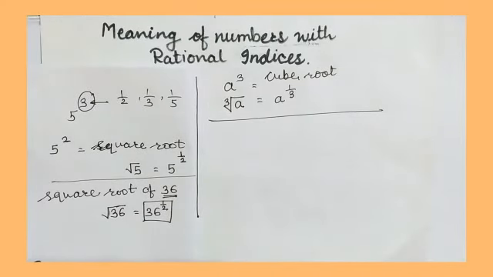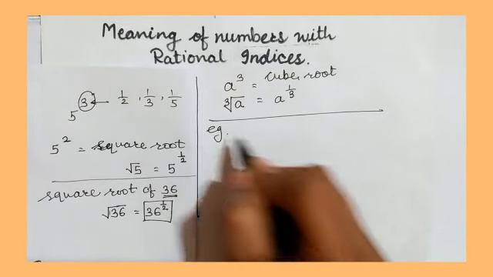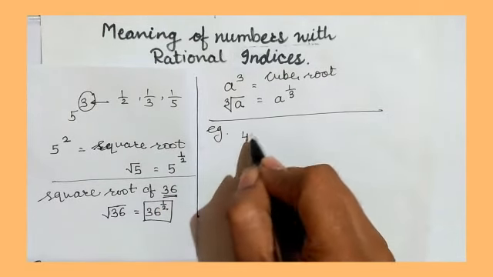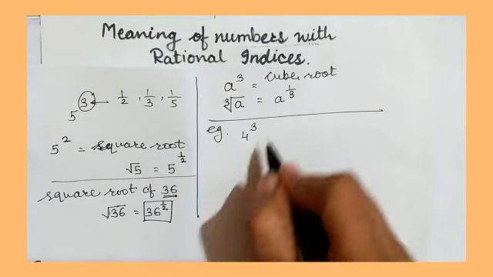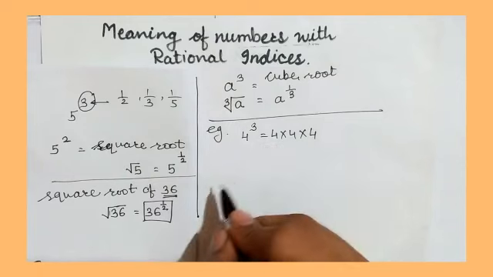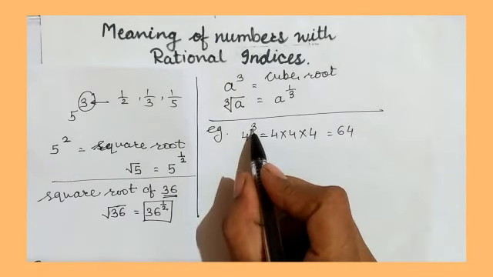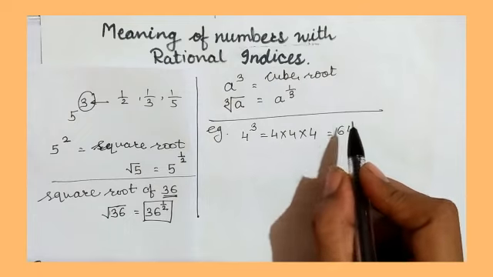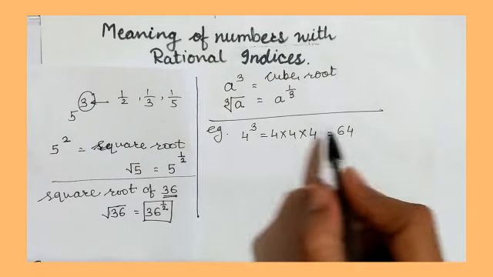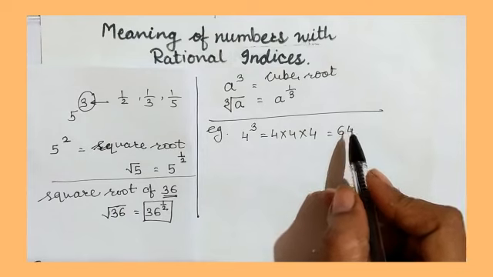Now for clear understanding, let's take a numeral example. Suppose we want the cube of 4. Then 4 into 4 into 4 is the product form of this number, and the answer is 64. Cube of 4 is 64. It means 4 raised to 3, its answer is 64.